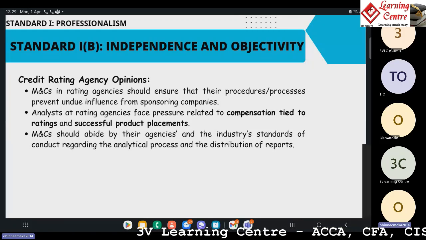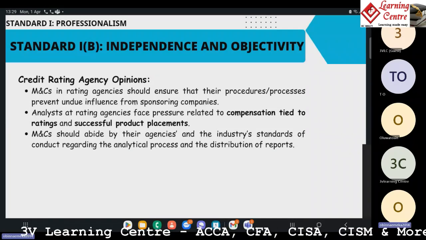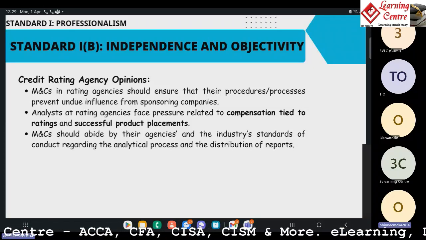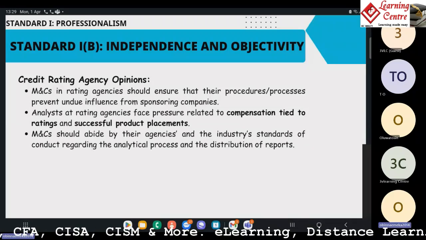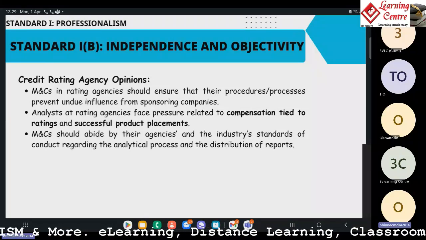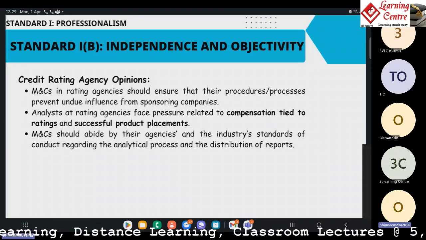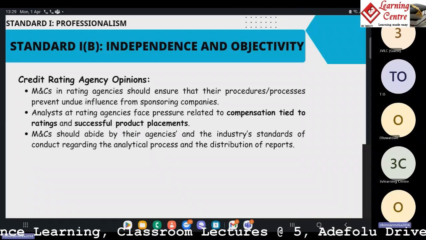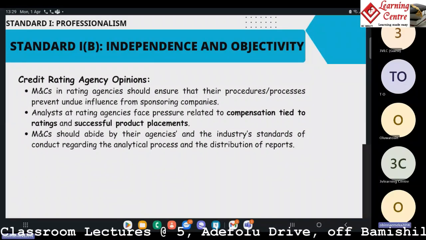Rating agencies look at fixed income products offered by companies, and they rate them using the letter grades that they normally use. Sometimes if you are an analyst working with a rating agency, you might also face challenges in terms of independence and objectivity. Because of that, this standard says that rating agencies should make sure that their processes and procedures prevent undue influence from their sponsoring companies.